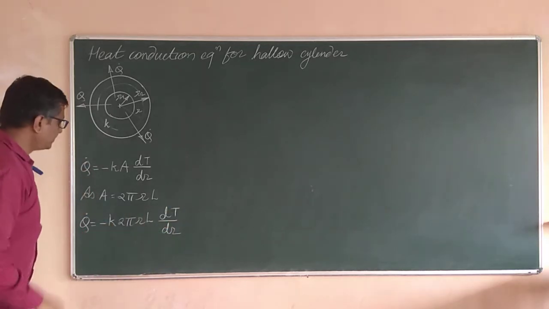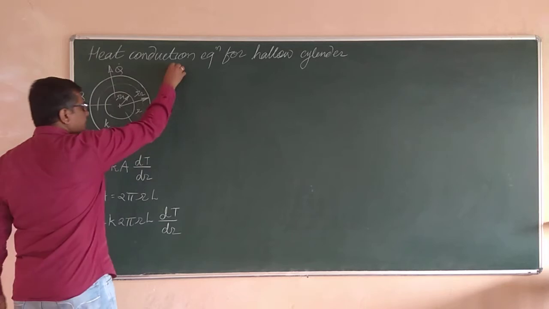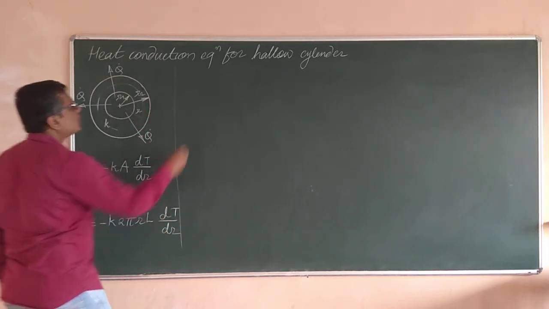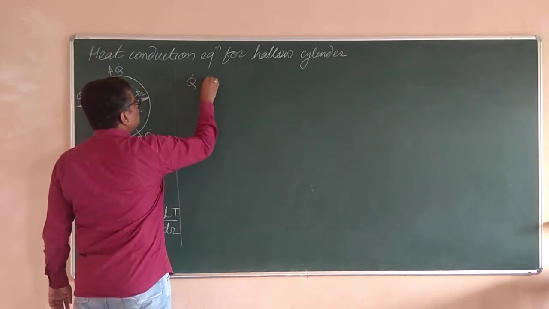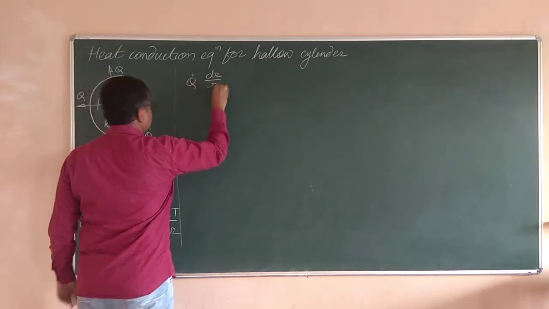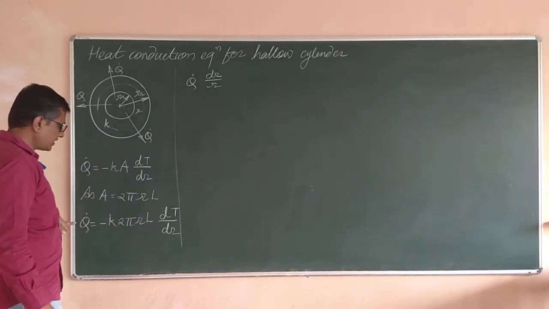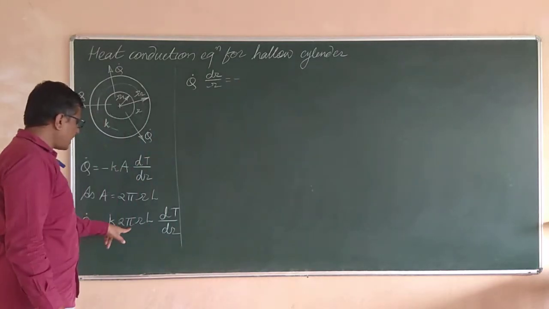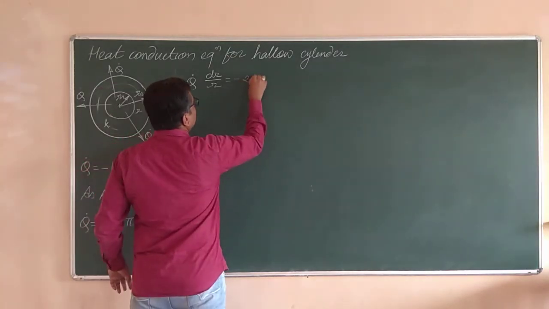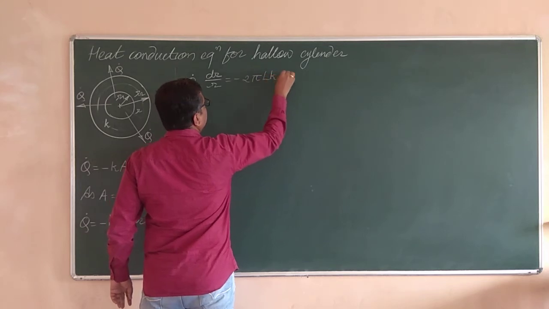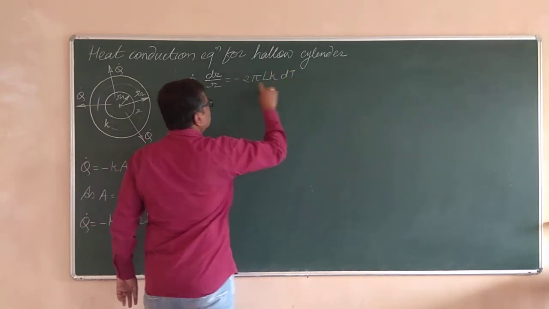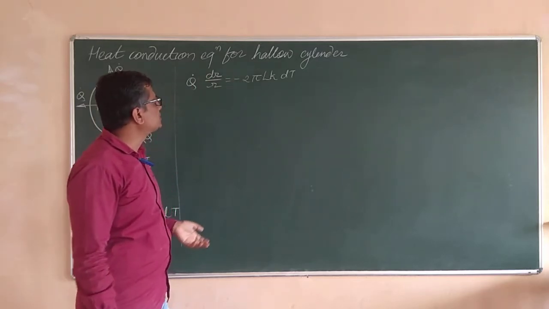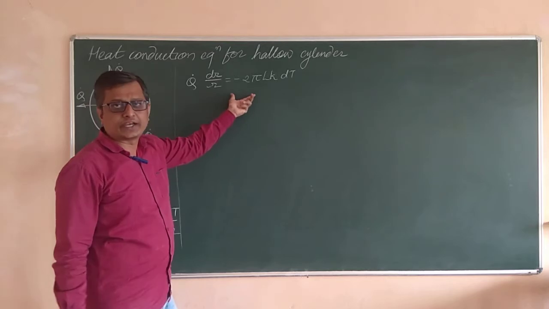Now separate the variables. I would like to take dr and r over this side. So I will have Q dot into dr by r on the left hand side, and on the right hand side it will be equal to minus 2 pi L K into dT. This constant 2 pi L K you can keep on either side, it doesn't matter, it is not going to alter the answer. So now we have separated the variables.